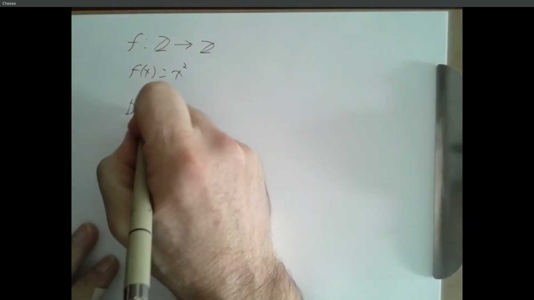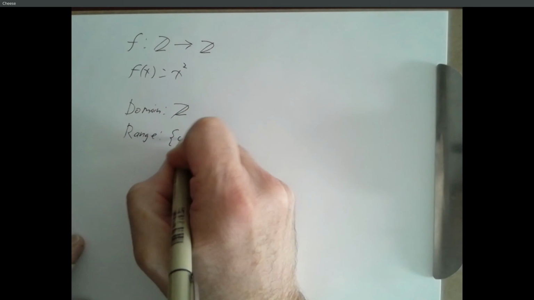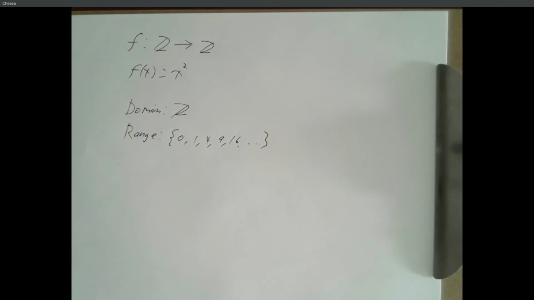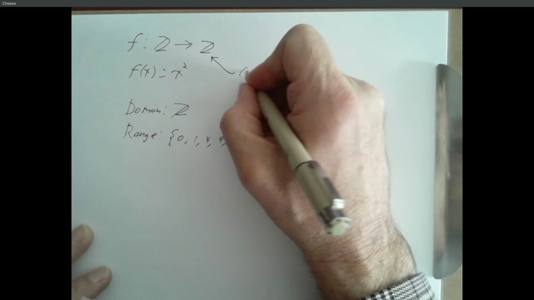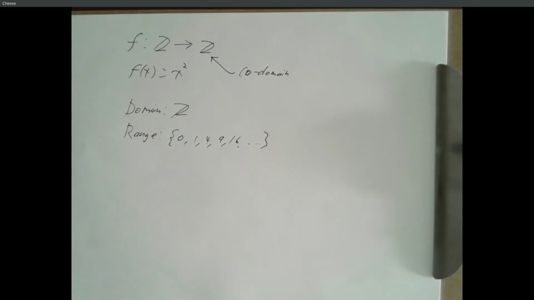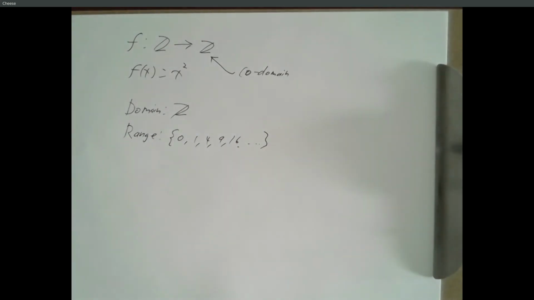So the domain is the set of integers. The range is the set 0, 1, 4, 9, 16, and so on. It's the set of things that get mapped to. This Z over here is called the codomain. But it's not as interesting as the range. It's just the space that you're going into. You can go into the space of everything, but you only actually map to these things. That's the range. But I don't test you on that, because like I say, there's some ambiguity out there.